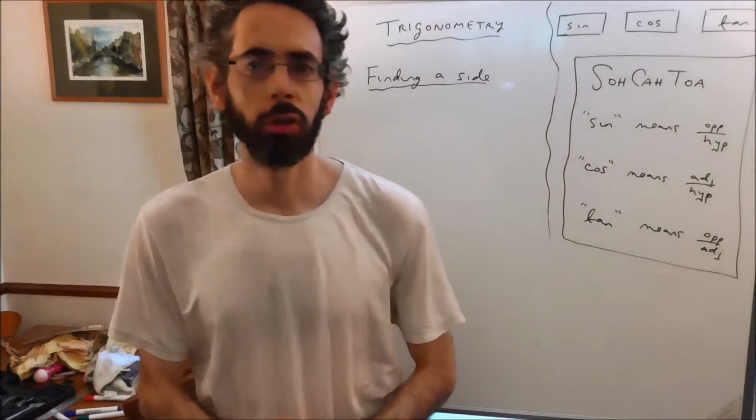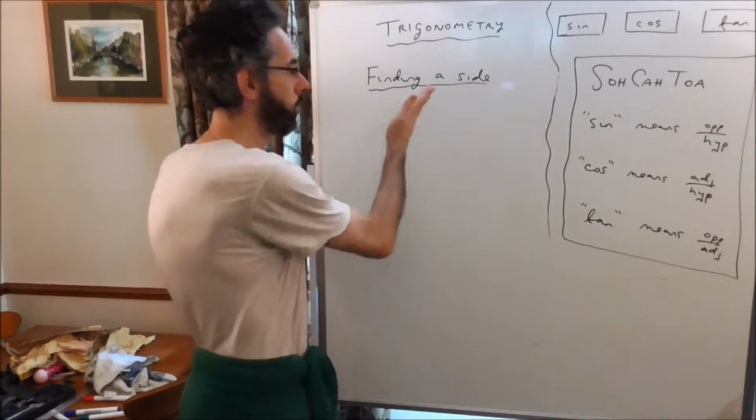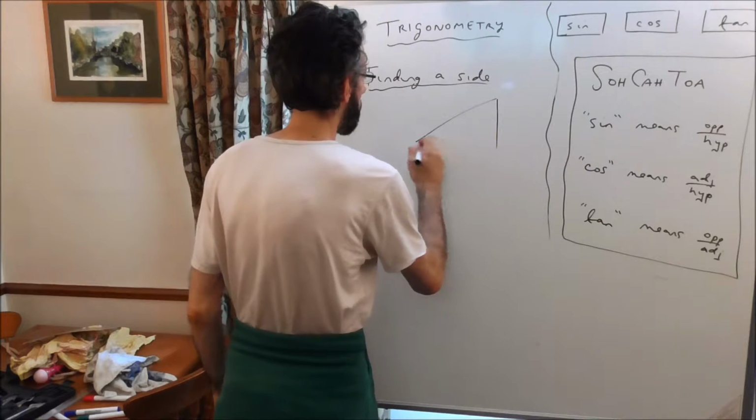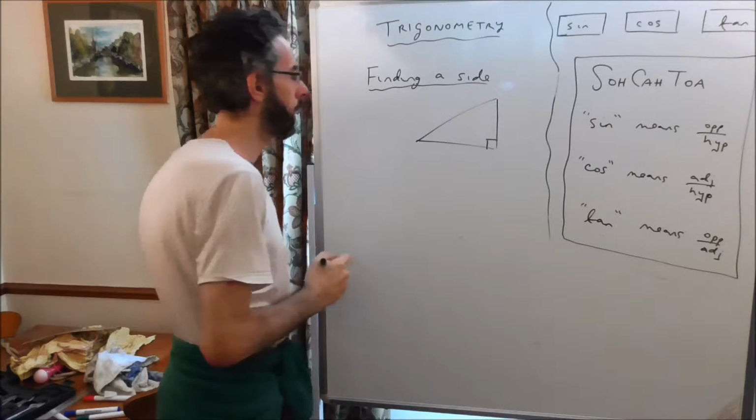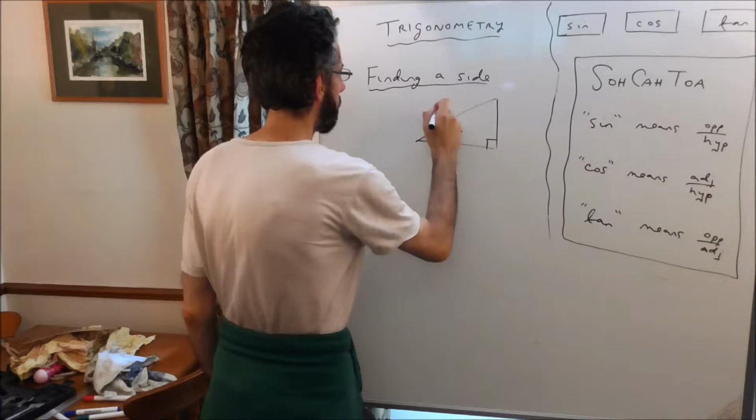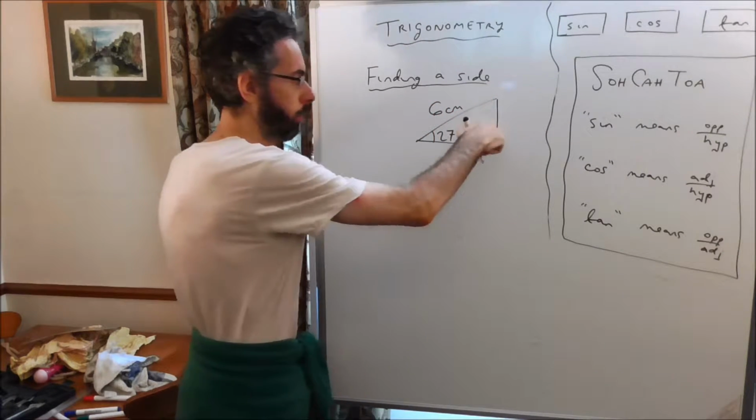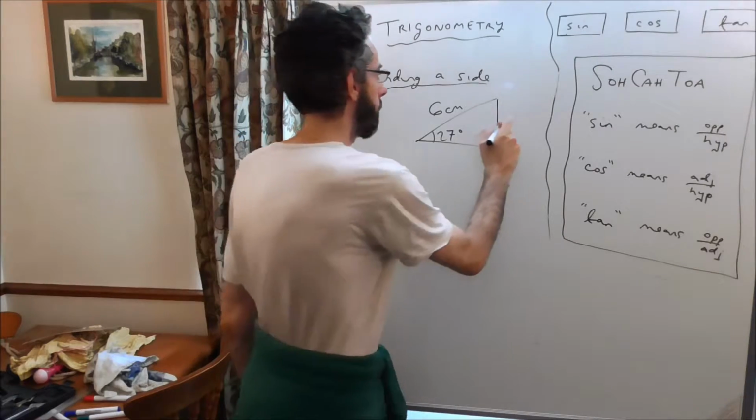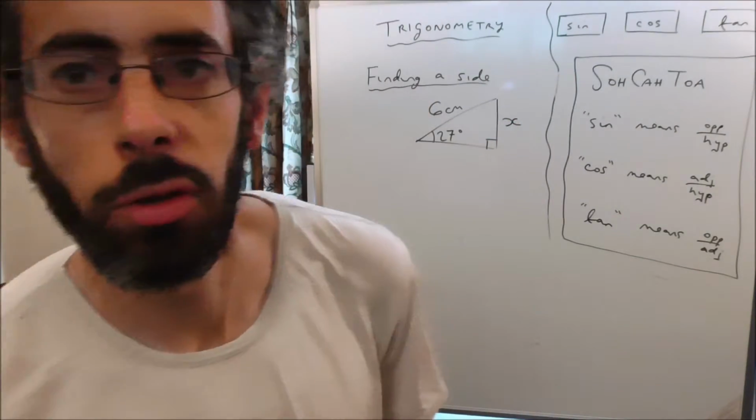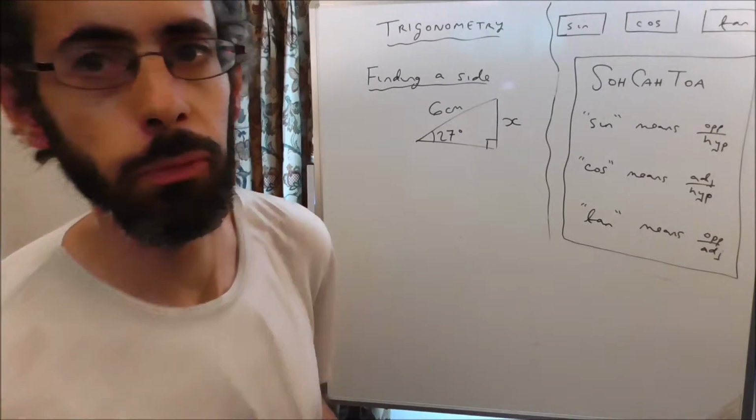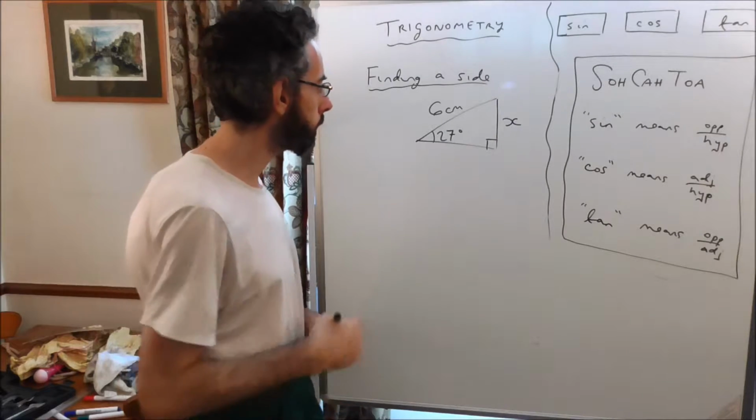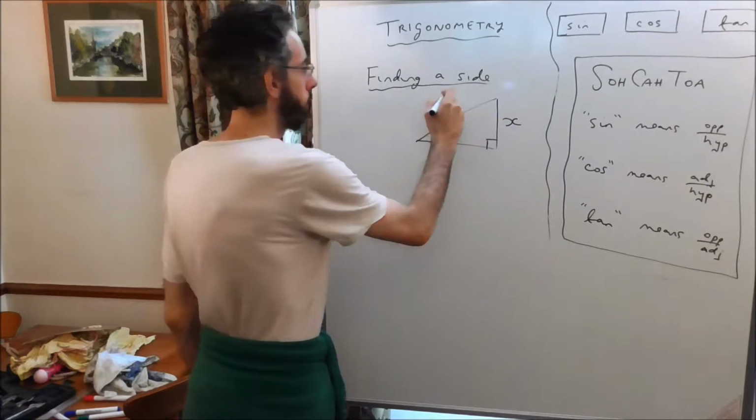So right, here's our first example on finding a missing side, finding an unknown side. Here's my right-angled triangle, and let's say this angle is 27 degrees and this side is 6 centimetres, and let's say we're interested in finding this side here, which I'll just label X. So the first thing you need to do is label the three sides, hyp, op and adj. So which side's the hypotenuse? Well, it's the longest side, opposite the right angle, so hyp.